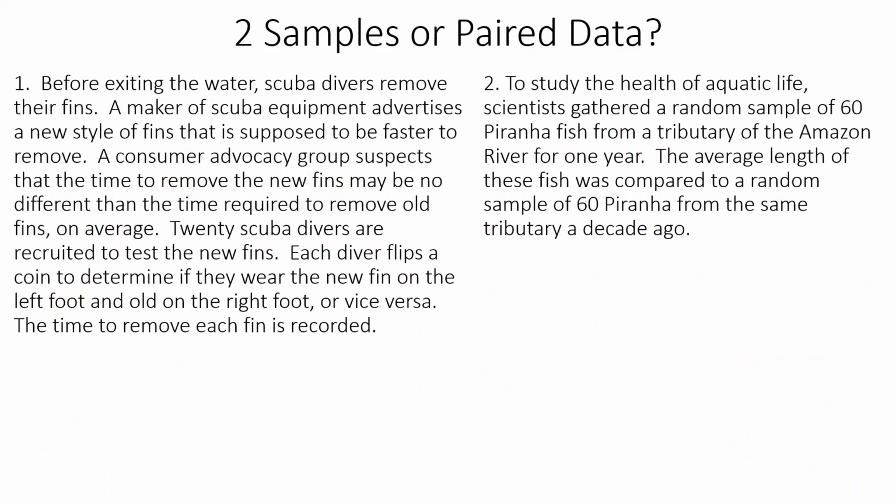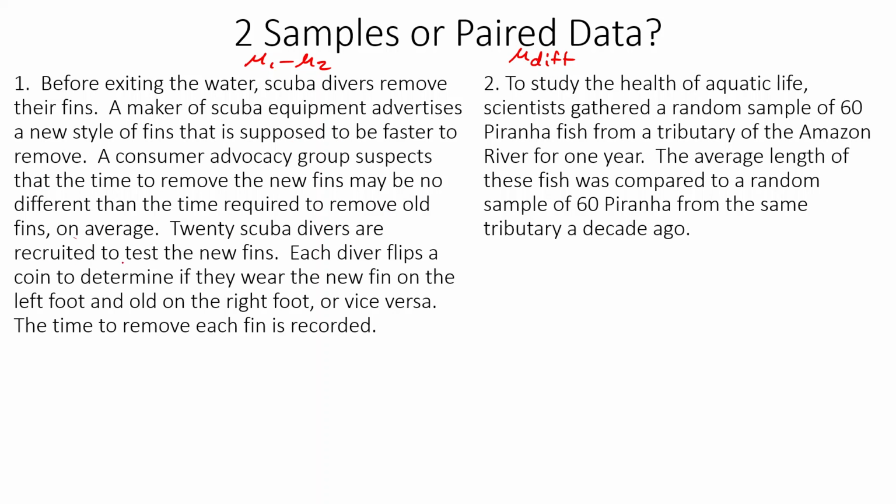All right, next thing. We need to be able to tell when it is a two-sample mean and when it is a paired mean. So when is it going to be mu1 minus mu2 and when is it going to be mean difference? Here are two scenarios, one for each, I believe. Before exiting the water, scuba divers remove their fins. A maker of scuba equipment advertises a new style of fins that is supposed to be faster to remove. A consumer advocacy group suspects that the time to remove the new fins may be no different than the time required to remove the old fins on average.